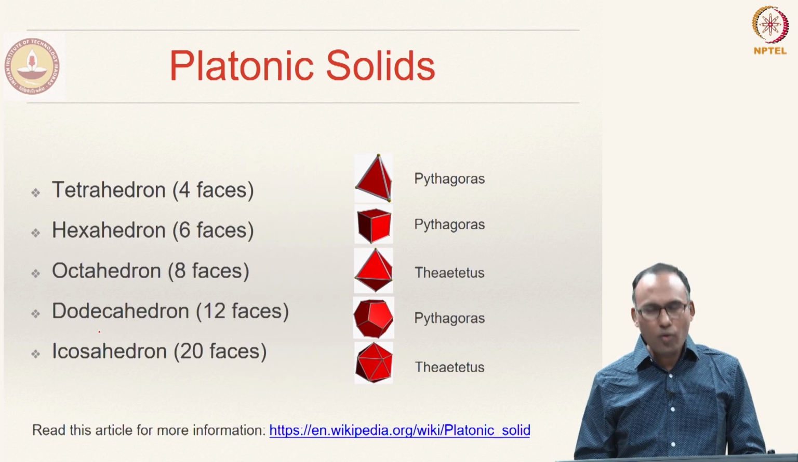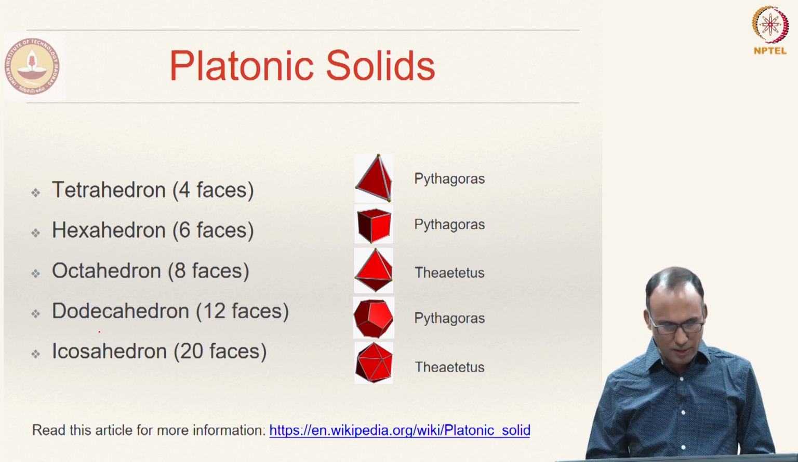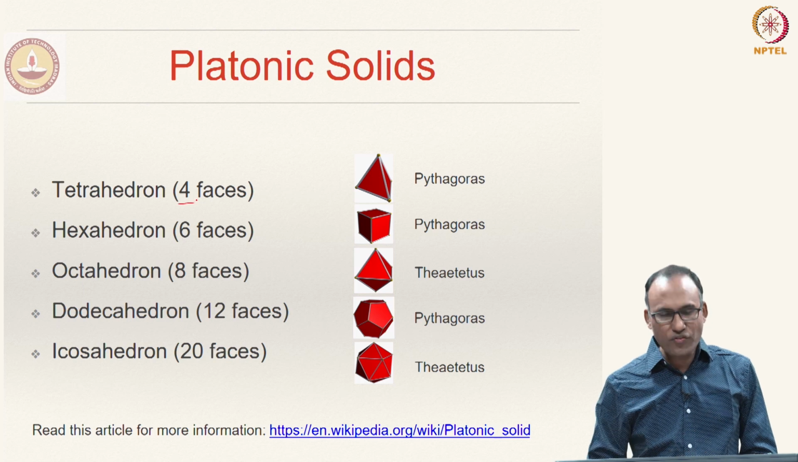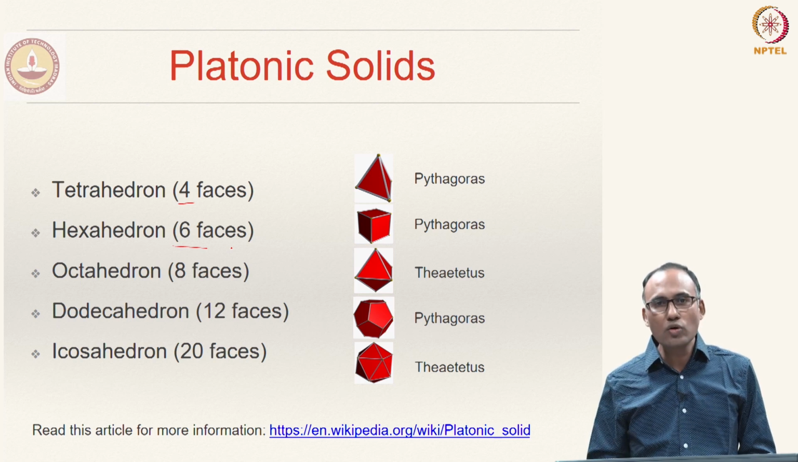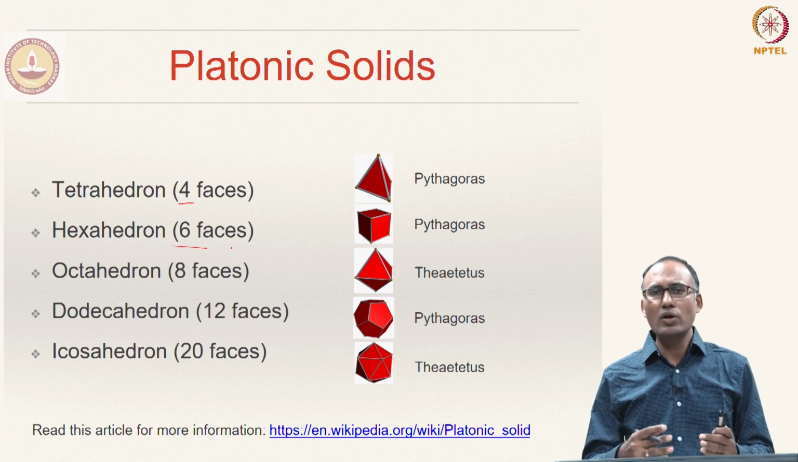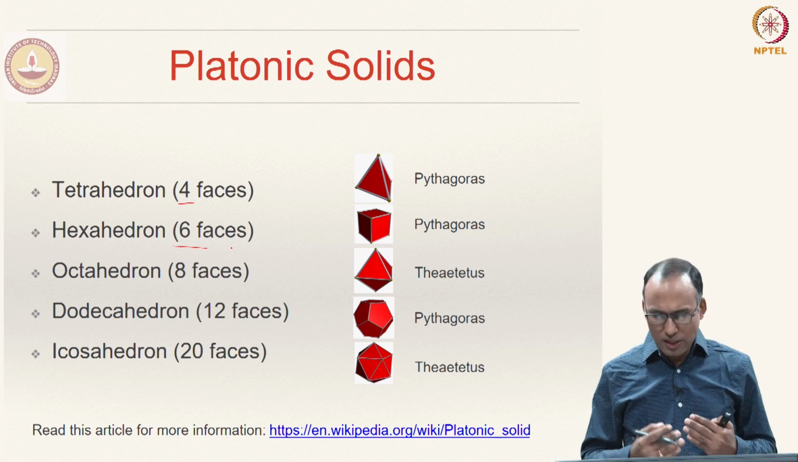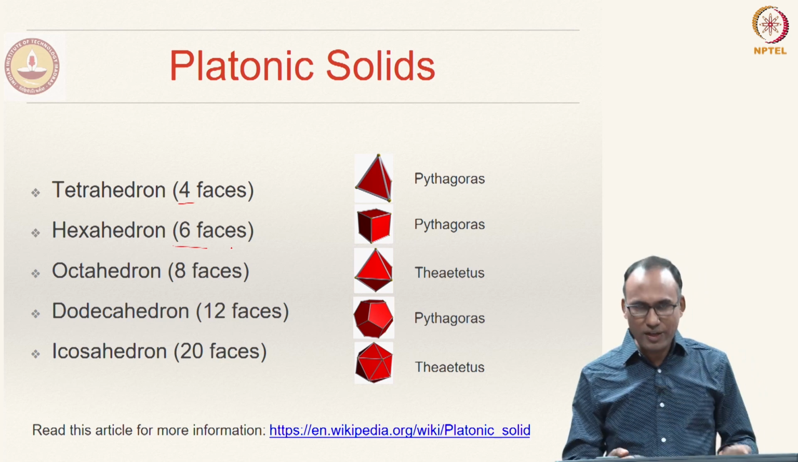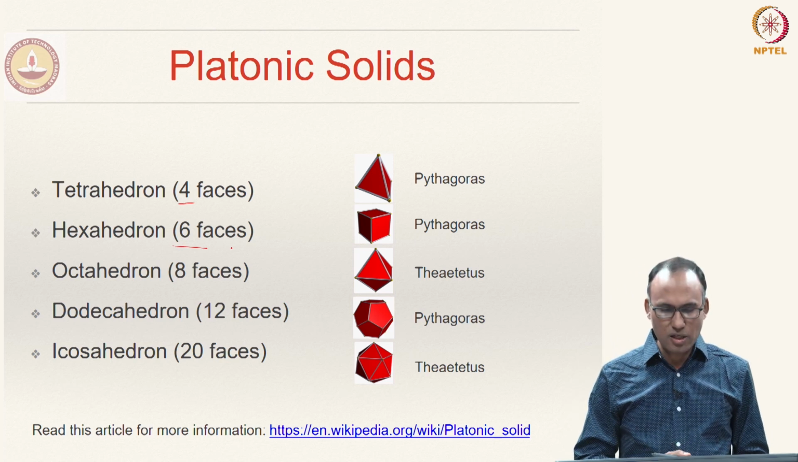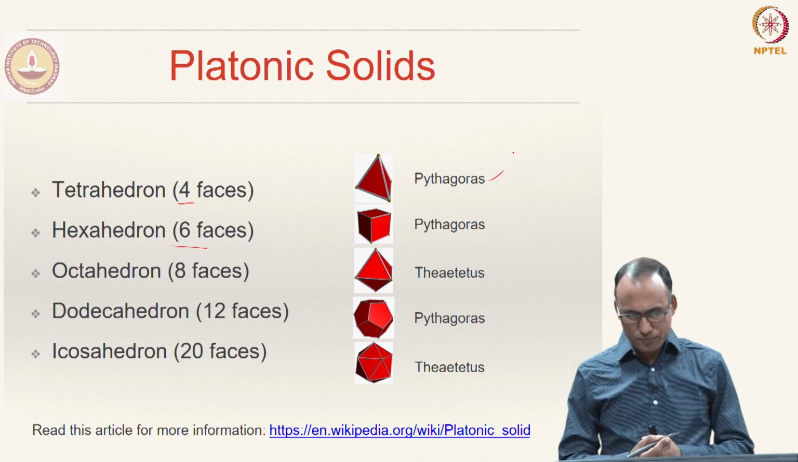Let us see why there should only be these 5 solids, why we can't have more than this number. As I have discussed, tetrahedron has 4 faces, hexahedron has 6 faces, octahedron has 8 faces, and so on. These types of solids were known before Plato, but Plato is the one who summarized all of them and wrote an article about them, and hence in his honor these solids are named after him. But there are individuals who are responsible for identifying each of these solids, for instance the tetrahedron was due to Pythagoras, and so on.